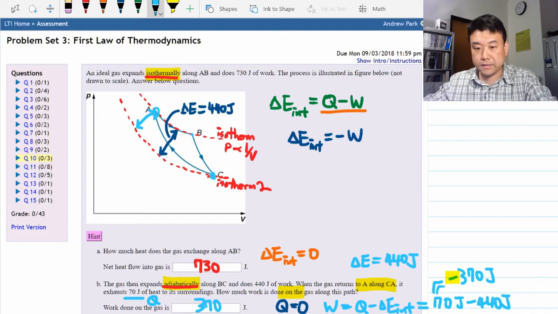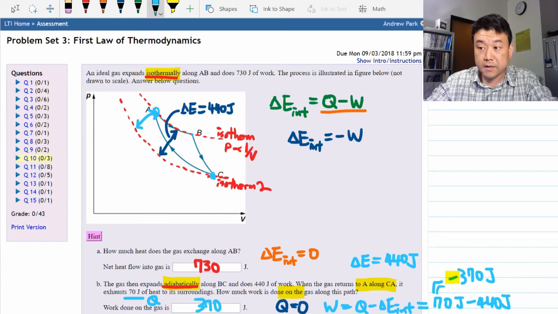All right, that was fairly easy. We didn't have to do any difficult integrals, as long as we were paying attention to what isothermal and adiabatic means and recognized that we are given enough information, especially using the first law.